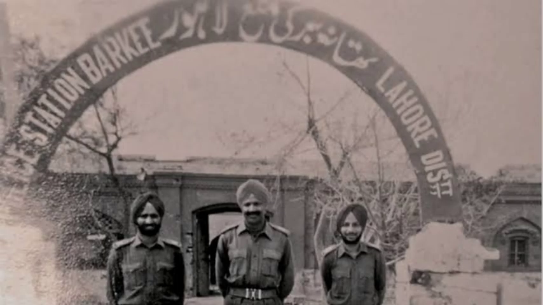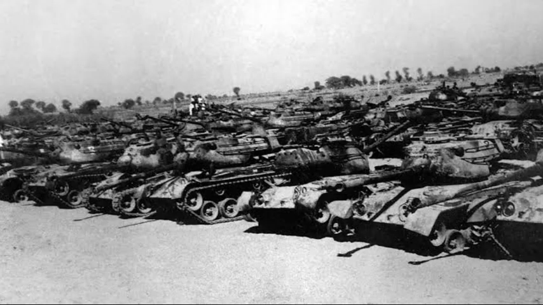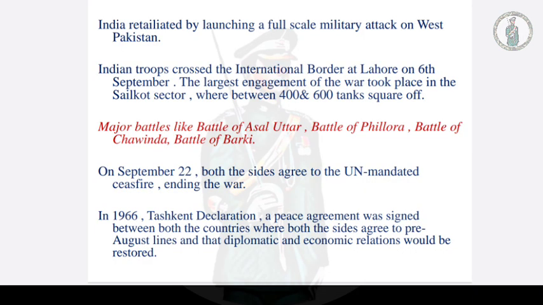Now, the 65 war saw the largest engagement of tanks, especially in the Sialkot sector, and various battles were fought during the 65 war. For example, the Battle of Asal Uttar, when the Pakistani forces entered the Khemkaran sector and a graveyard of Pakistani tanks was made by the Indian Army. The Indian Army destroyed the American-made Pakistani Patton tanks, and that area is now known as Patton Nagar because it contains the 99 destroyed Pakistani tanks. Other battles like the Battle of Phillora, Battle of Chawinda and Battle of Barki were also fought. Finally, on 22nd September, the war ended when both sides agreed to the UN-mandated ceasefire.